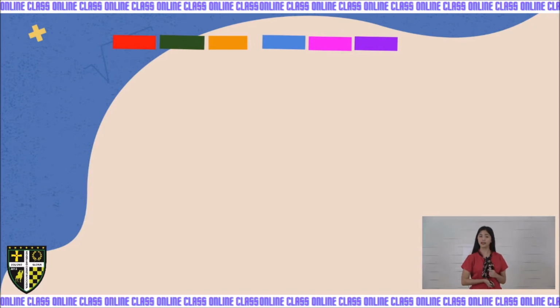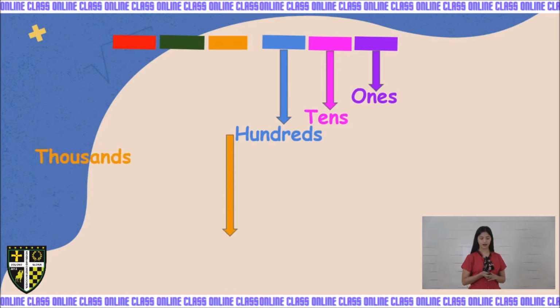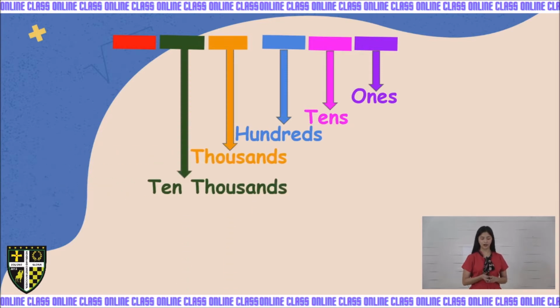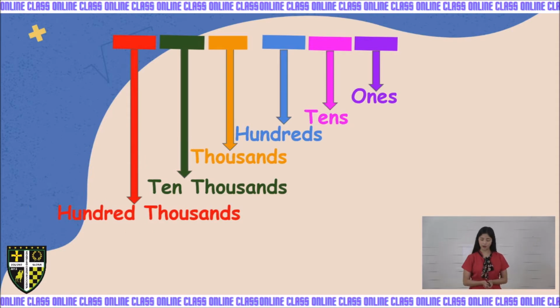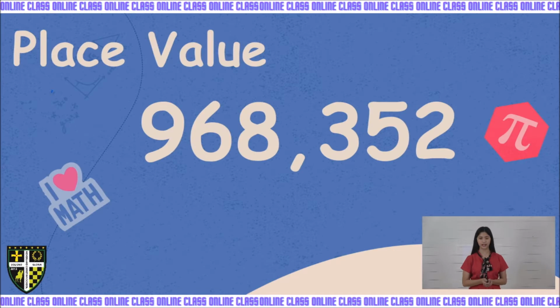Again, we are going to start at the right side. And the first color from the right side is violet. So violet has the place value of ones. Next one is tens. Next one, hundreds, thousands, 10,000s, and 100,000s.